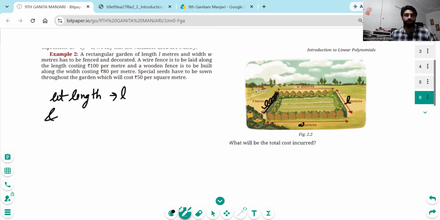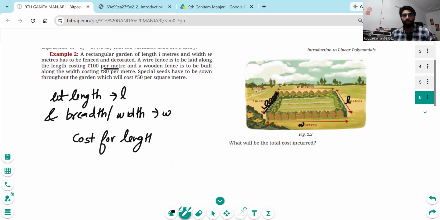Okay, and my breadth is... breadth को आप कभी कभार width भी बोलते हैं, इसलिए इन्होंने width को W से दिखाया है. Okay, width. Now the cost of fencing wiring along the length is 100. So cost for length, अगर 1 मीटर का 100 है तो L मीटर का कितना होगा, 100L.